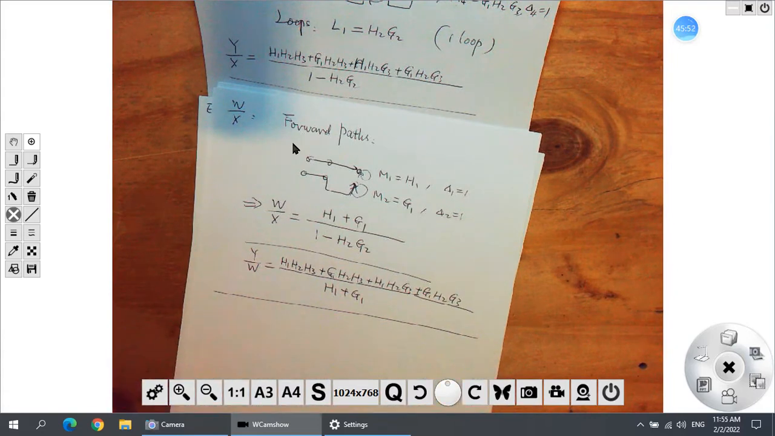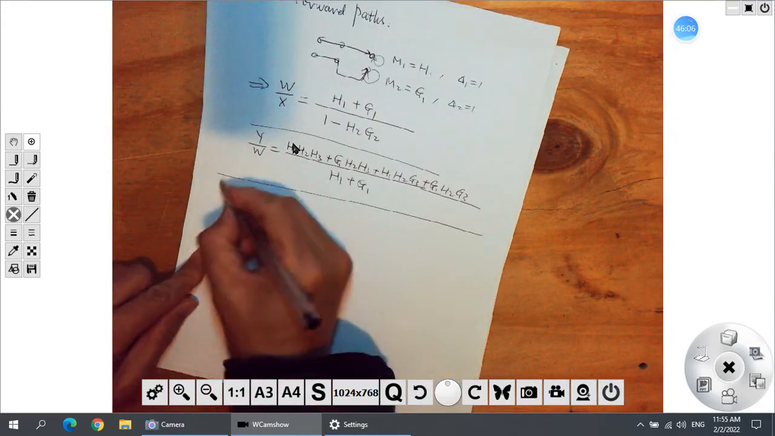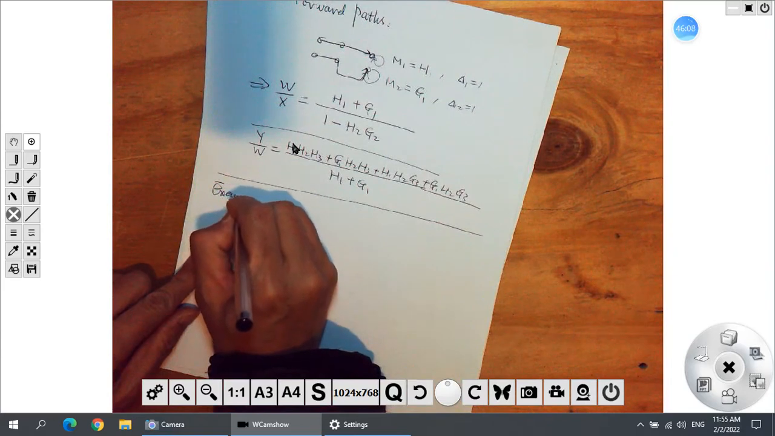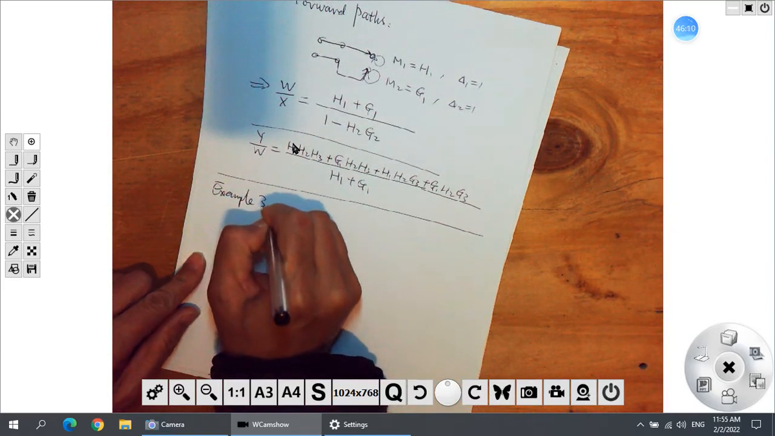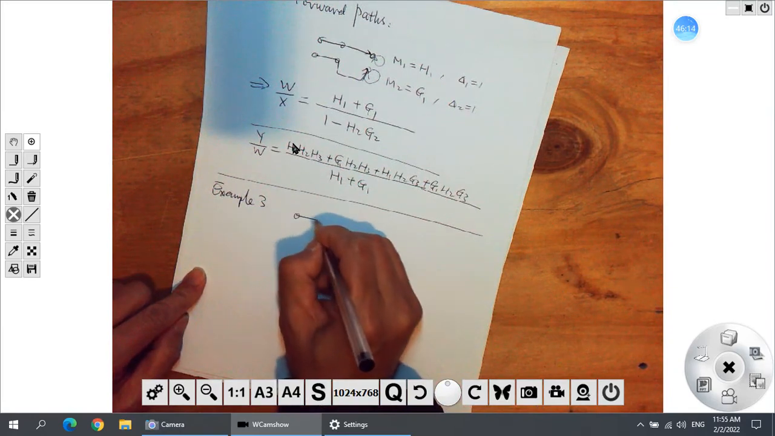We can try more examples. We have 4 minutes. I can just give you a graph, and then we can try to find how many loops and forward paths we have. Okay. Example 3. Like these.